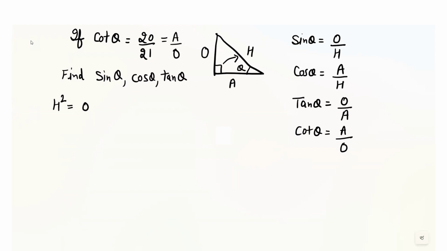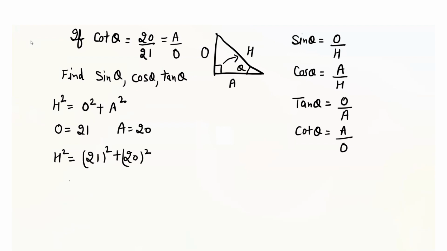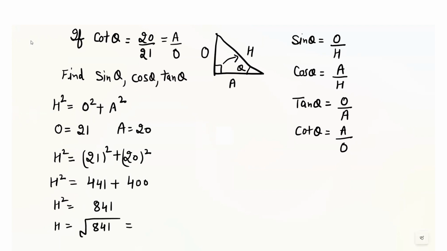H square is equal to O square plus A square. So the value of O is given equal to 21 and the value of A is equal to 20. So we write down here H square is equal to 21 square plus 20 square. 21 square is equal to 441. 20 square is equal to 400. Now, H square is equal to 841 and H will be equal to square root of 841, which is equal to 29.